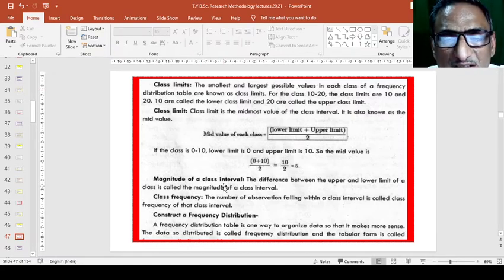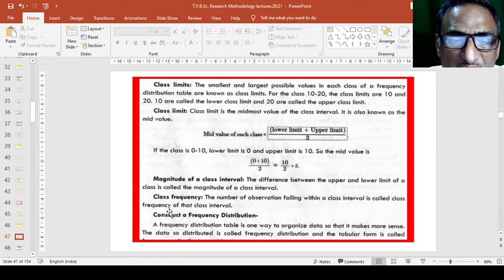Magnitude of a class interval. The difference between the upper and lower limit of a class is called the magnitude of the class interval. In 0 to 10 it came 10, or in 10 to 20 also it came 10. Class frequency. The number of observations falling within a class interval is called the class frequency of that particular class interval.